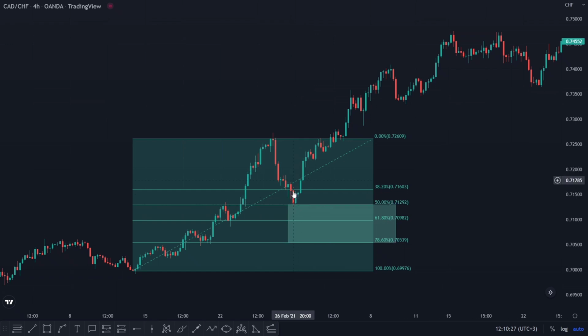There are times that this equilibrium won't be achieved. Price might retrace barely even to the 38% level and continue going up. But most of the time, whenever price is retracing, you want it to achieve equilibrium first so that you can have a high probability setup.